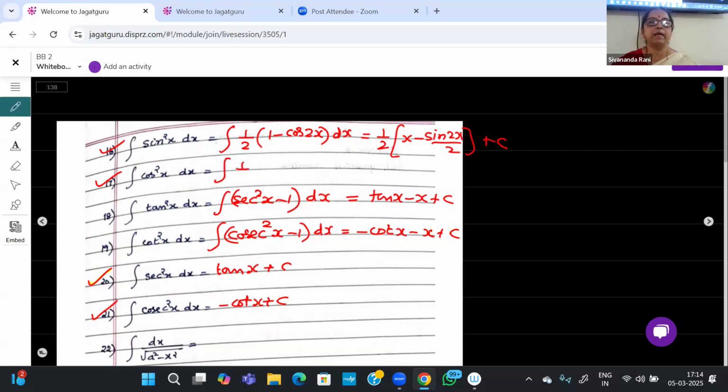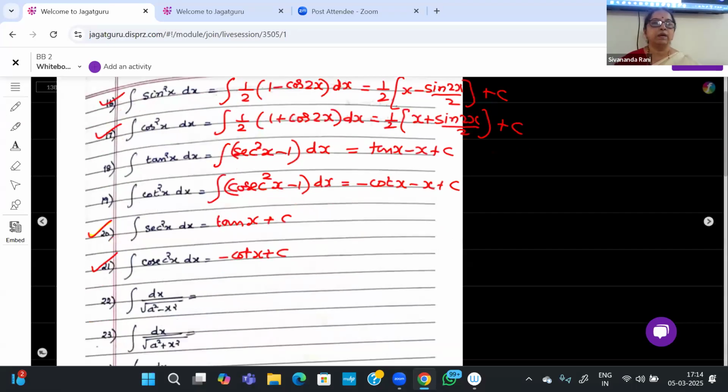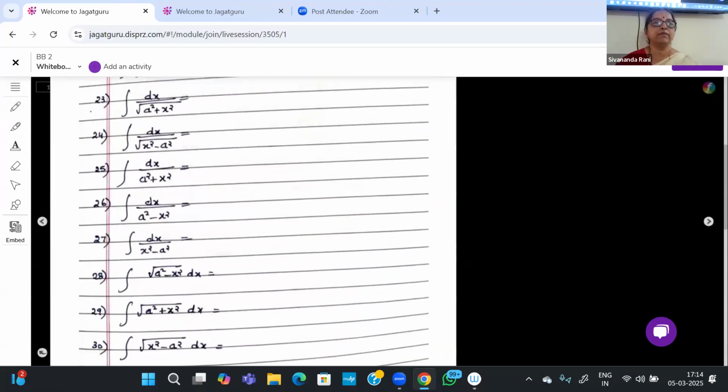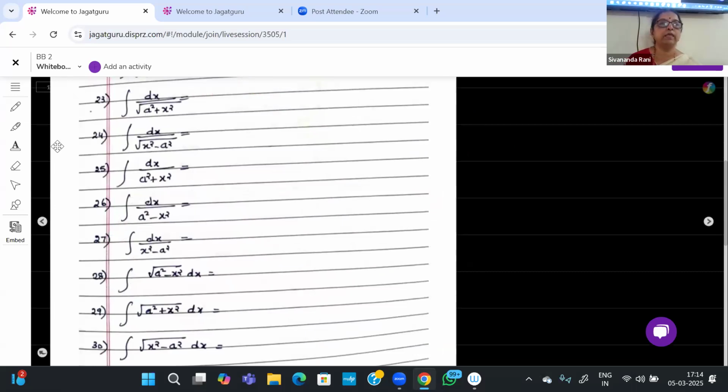Similarly, this can be written as half of 1 plus cos 2x dx. So the result will be half of x plus sine 2x by 2. And this is the very first result, no? Sine inverse x by a plus. So can you write the rest of them up to 30?